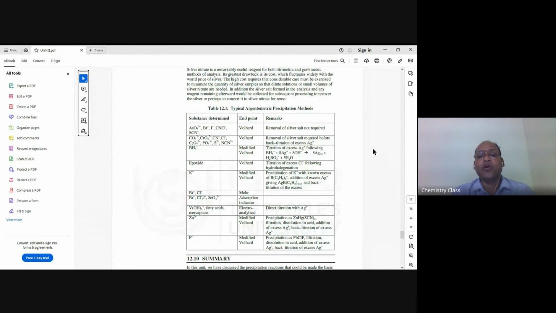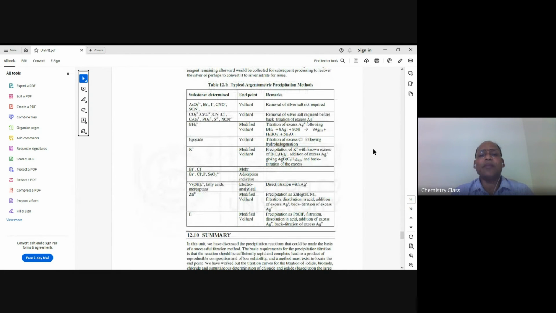For BH4 minus, modified Volhard is applicable. Titration against Ag, followed by this. Epoxide, two attacks are there. So this epoxide Volhard is also there, and for K plus, modified Volhard is there. If it is Br minus and Cl minus, Mohr is there. Also, in Volhard you can use it for Br minus and Cl minus. But for Br minus and Cl minus, Mohr is there.